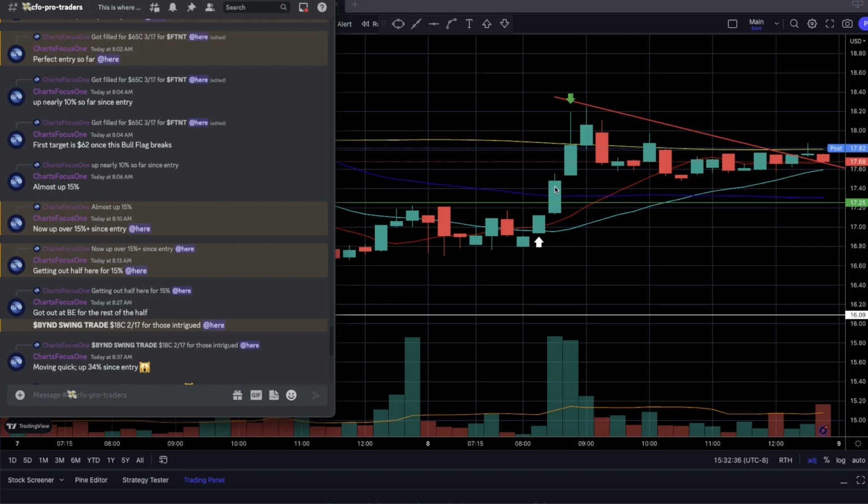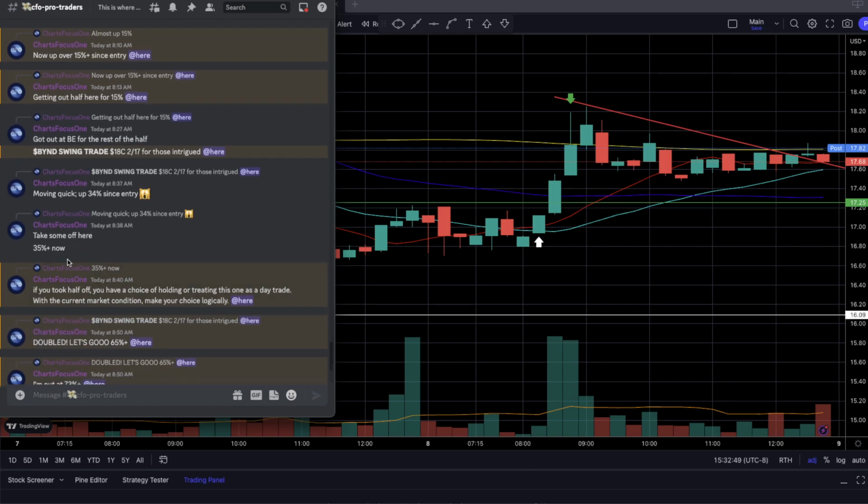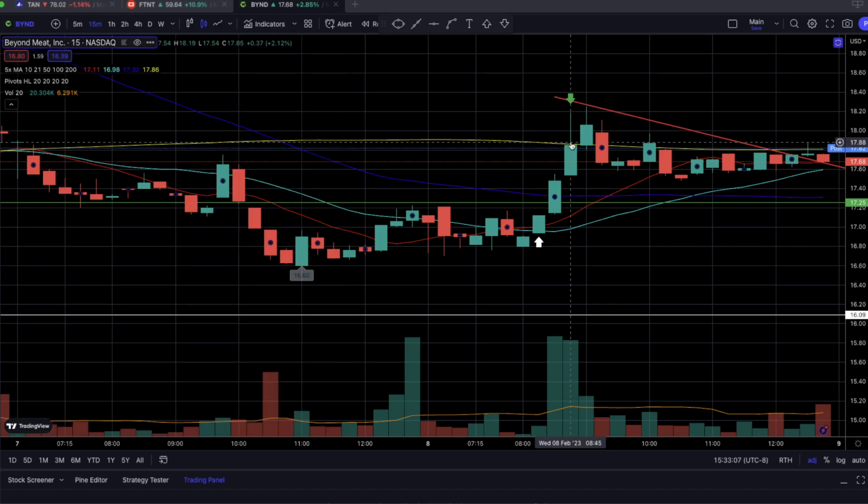Now, Beyond here, as it continued to gain more volume, we saw it continuously moving up higher and higher and higher. And ultimately, we got 34% since entry, 35%, and then it doubled out of nowhere on this candlestick here to 65%. And I decided to get out at around 17.85-ish. And that is what got me to 75% return on this day trade. All right, so right over here.